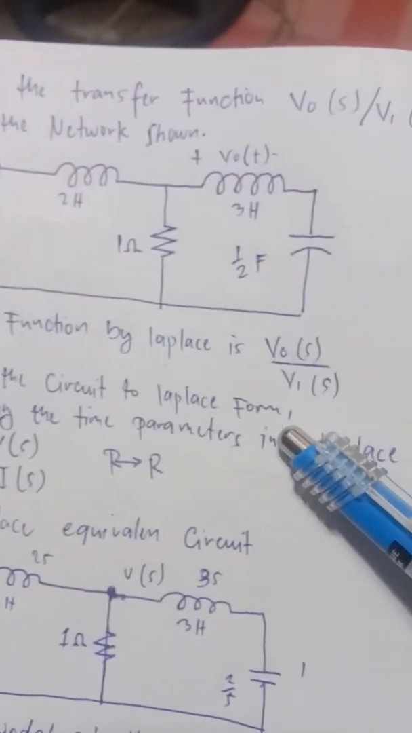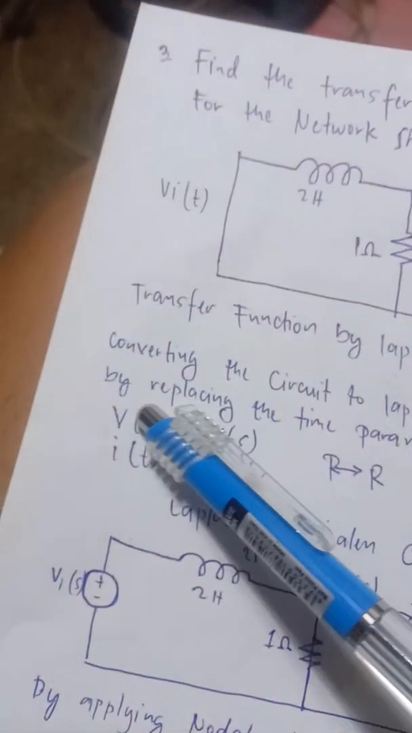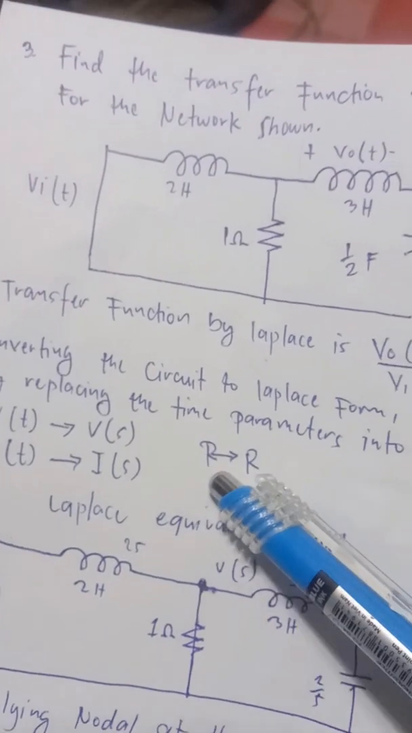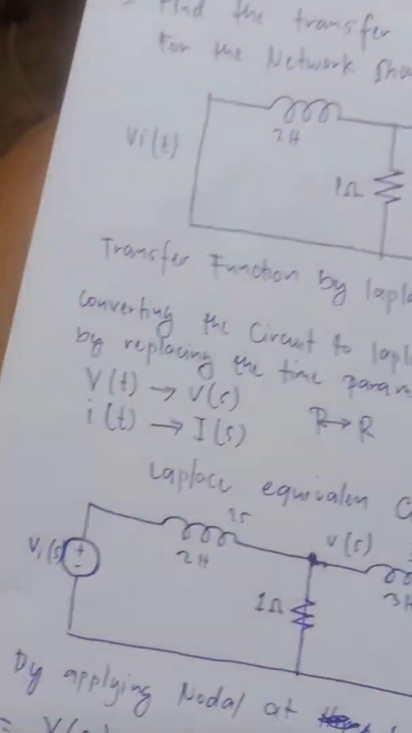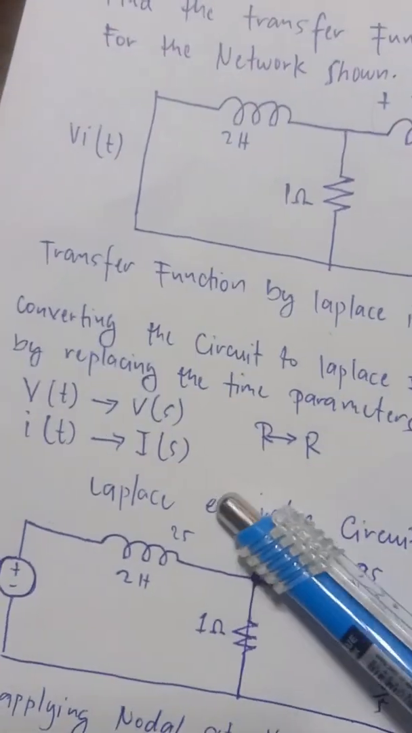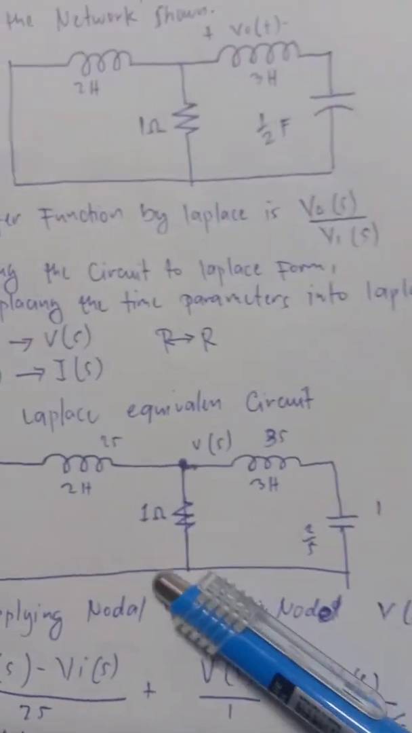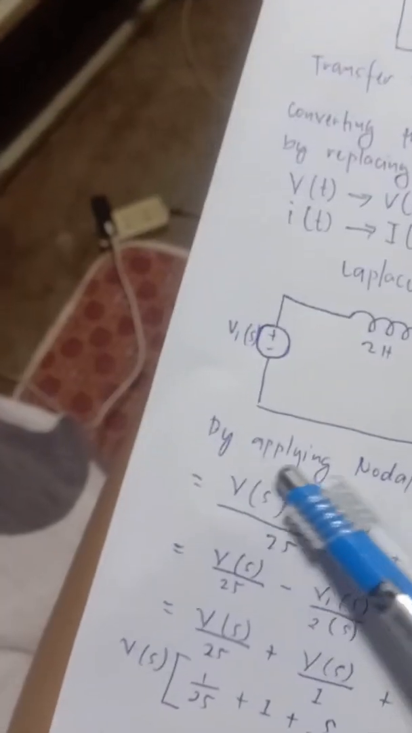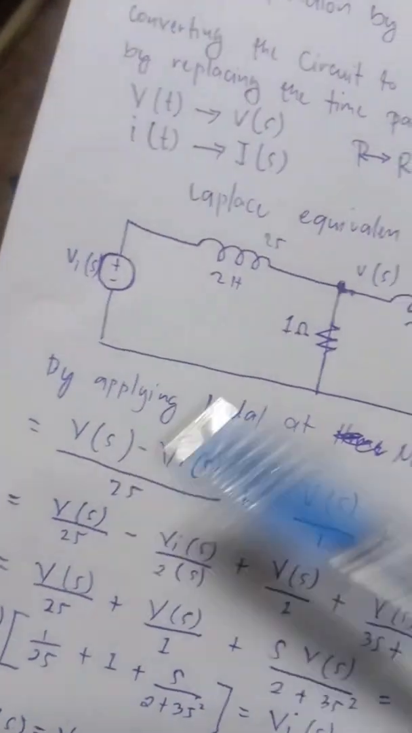Converting the circuit to Laplace form by replacing the time parameters with Laplace: v(t) becomes V(s), and for the resistor R, i(t) becomes I(s). This is the Laplace equivalent circuit. Now this is the diagram again, and proceed by applying nodal analysis at node V(s).